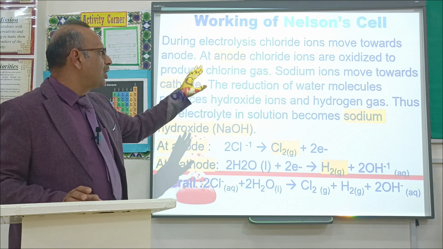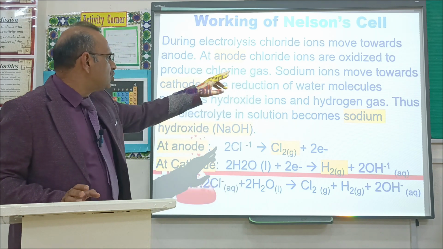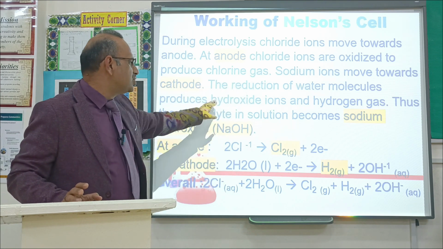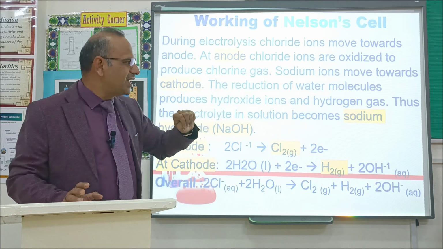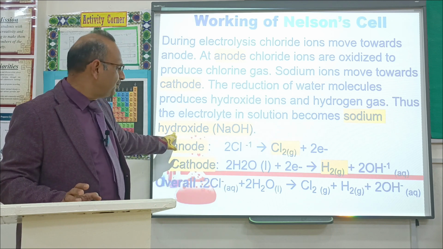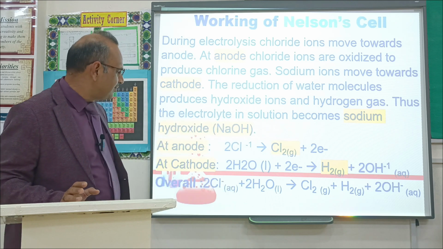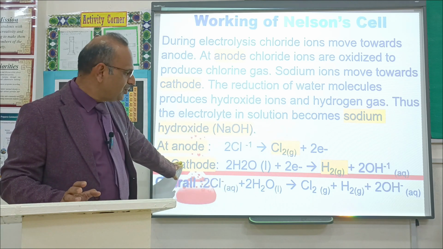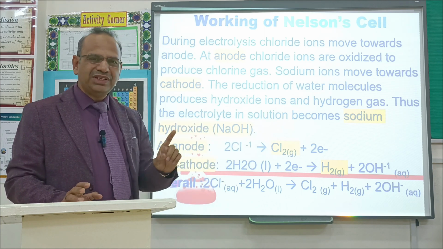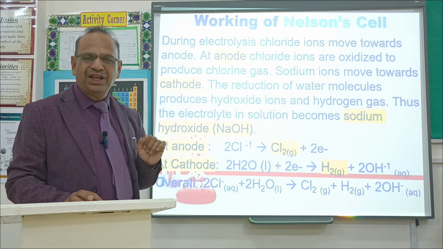During electrolysis, at the anode, chloride ions are oxidized, and sodium ions move towards the cathode. The reduction of the water molecule produces hydroxide ions and hydrogen gas, and thus the solution becomes sodium hydroxide. The reactions are here. Again, chloride goes to the anode and gives chlorine gas. On the other side, at the cathode, water gives hydrogen gas and hydroxide ions. These hydroxide ions combine with sodium ions and give sodium hydroxide as a product.